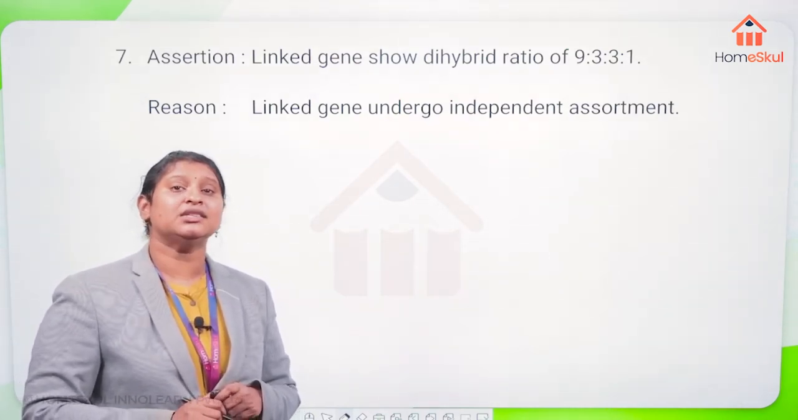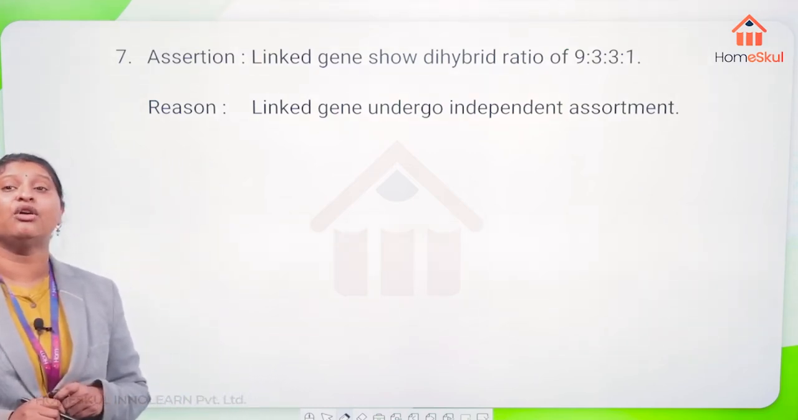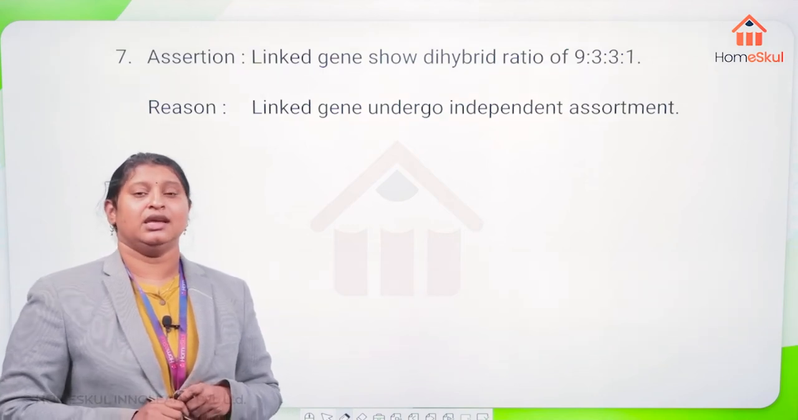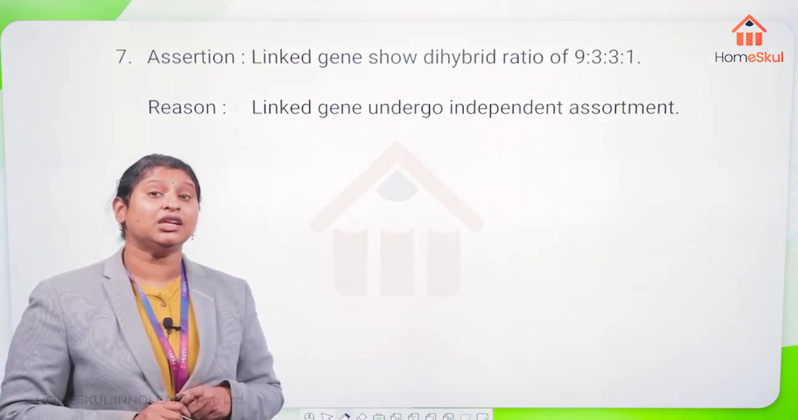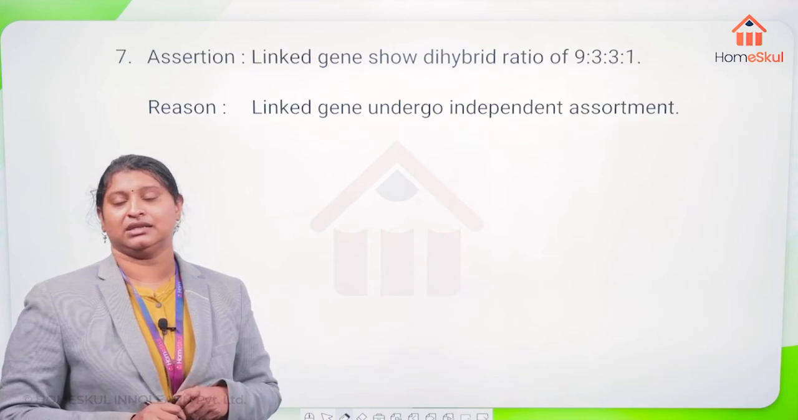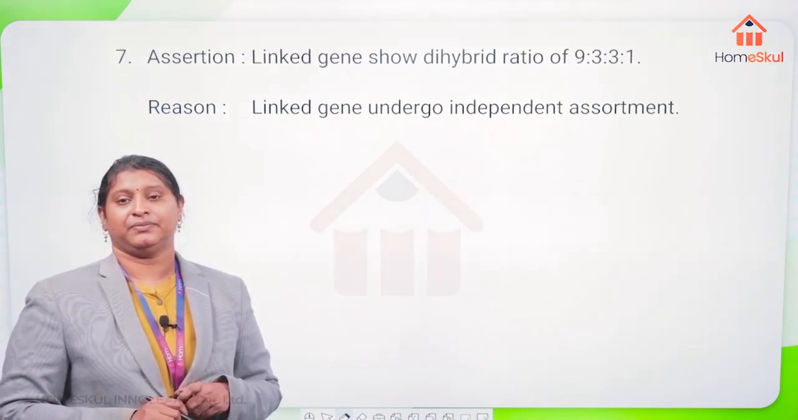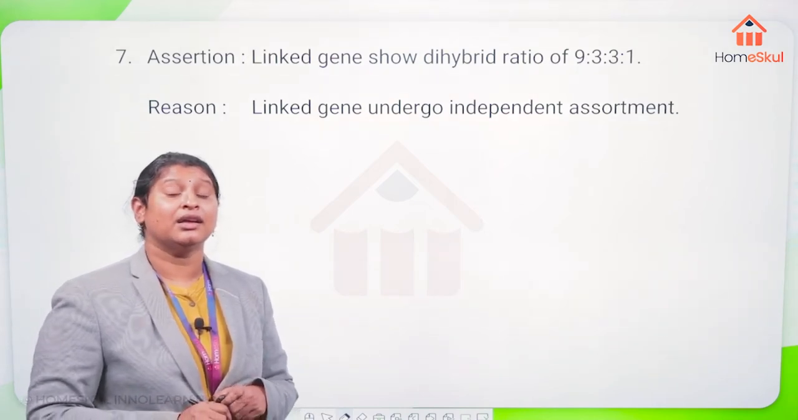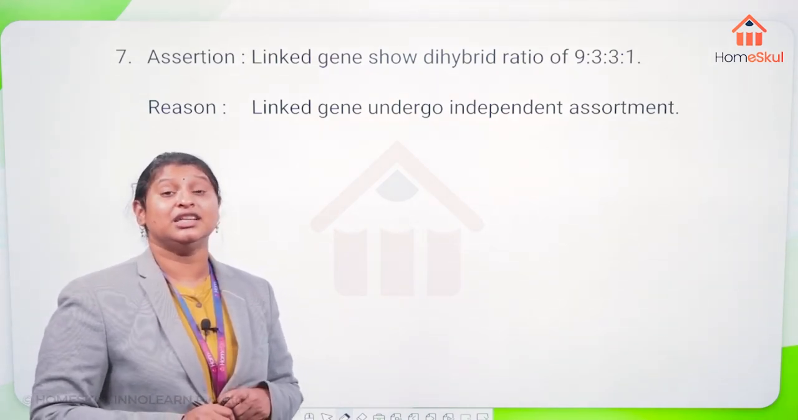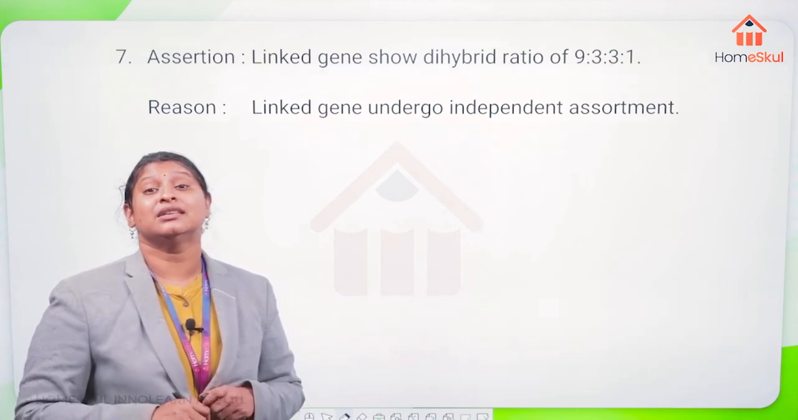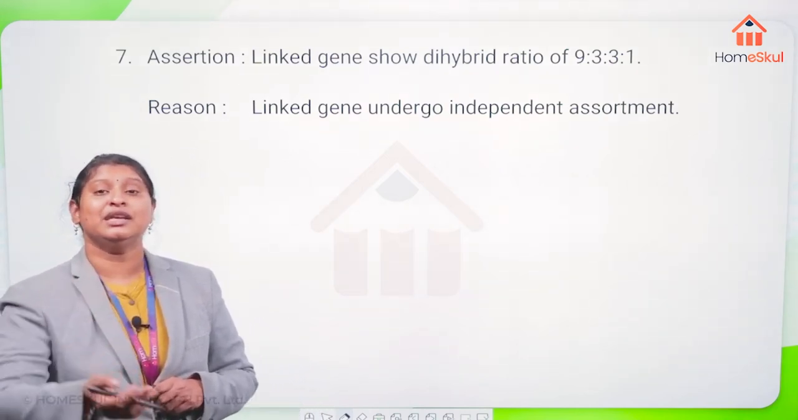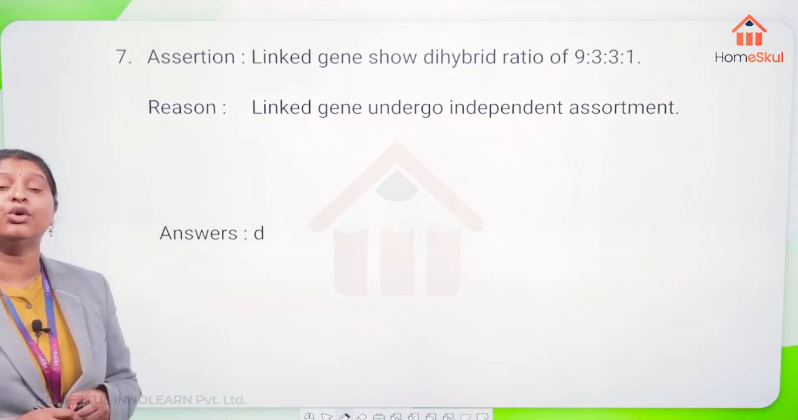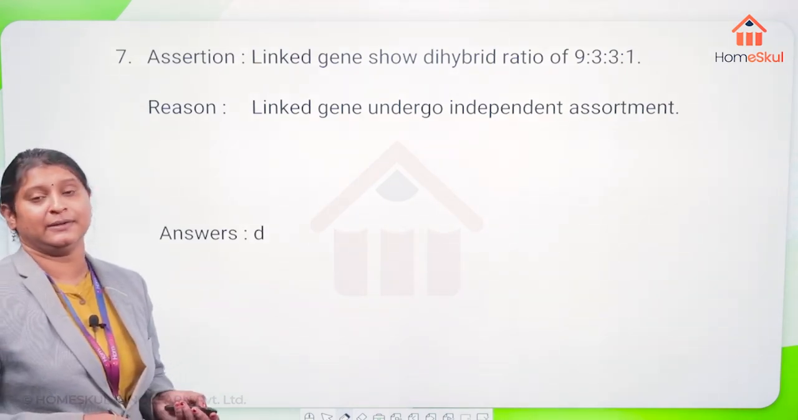Clear? So, linked genes show dihybrid ratio of 9:3:3:1. That statement is false. The reason given is linked genes undergo independent assortment. The linkage is more. The genes together will get transferred to the next generation, right? So, we can select option D. Both assertion and reason are false.